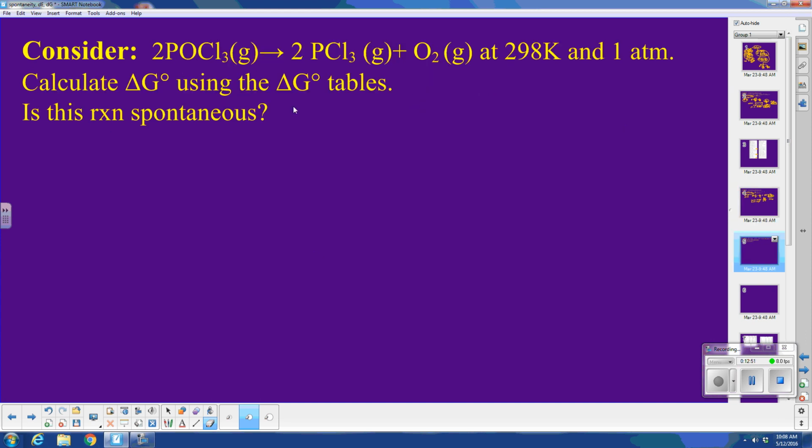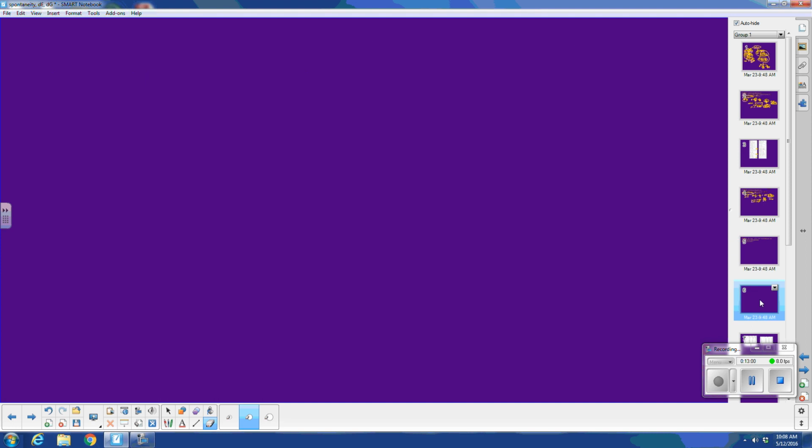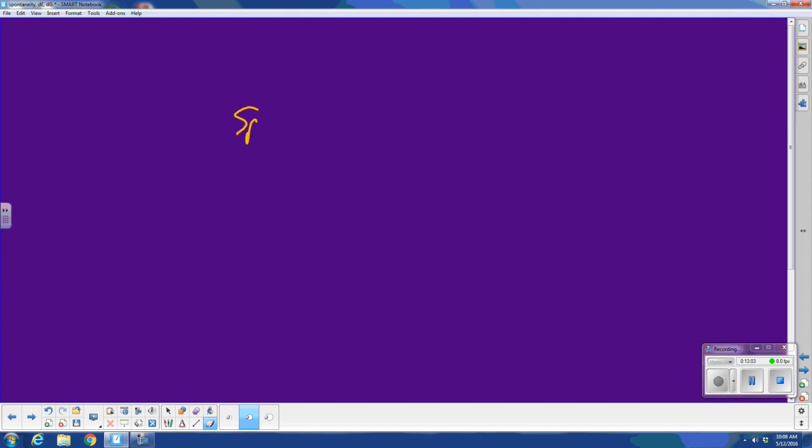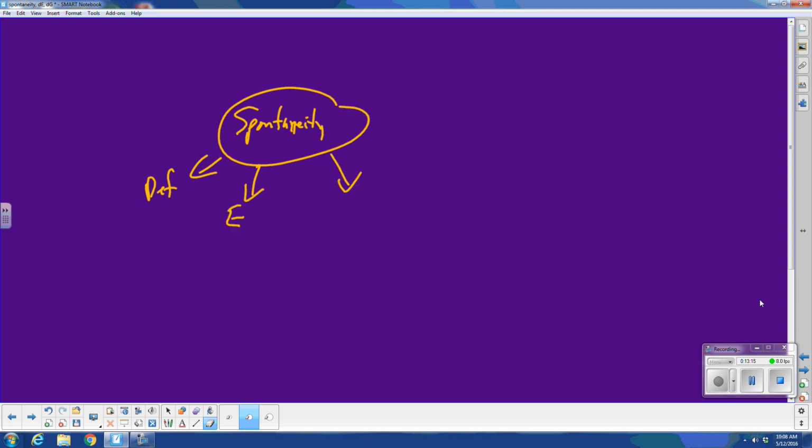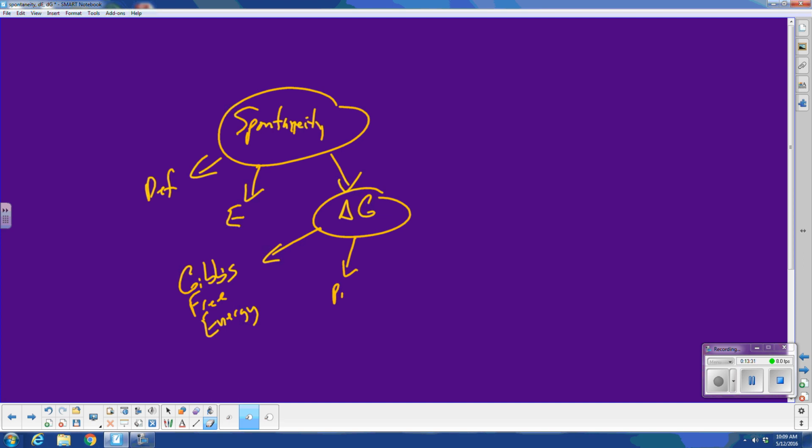Okay, now there's another way to calculate spontaneity, and this is the idea of something called delta G. So let's take a few notes here on my delta G. We want to talk about this thing, delta G. We're talking about spontaneity, and we got a definition, and we talked about how E is related to it, and we can talk about this thing called delta G. And delta G is what we call our Gibbs free energy, all right? And it allows us to predict spontaneity.